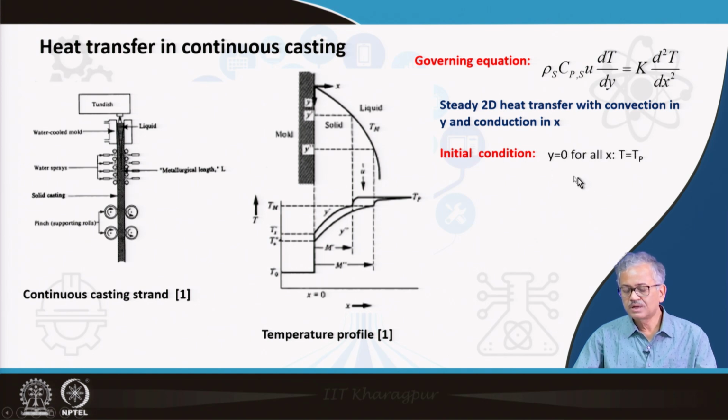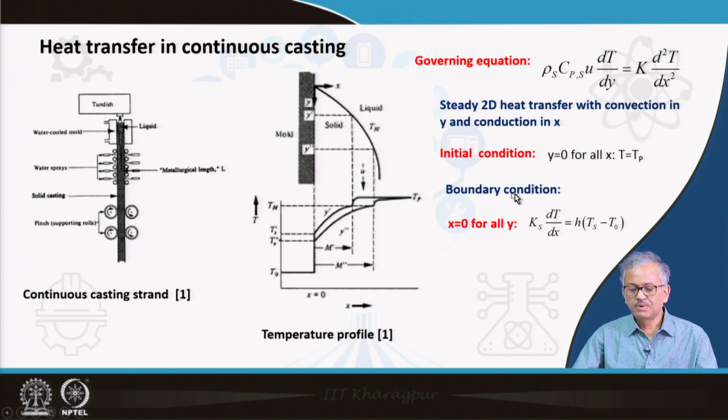What are the initial conditions? At y equal to 0, at the mold wall, for all x, the liquid is at the pouring temperature, T equal to Tp. Across this line, everywhere the temperature is the liquid pouring temperature, T equal to Tp. This initial condition is for y equal to 0, for all x.